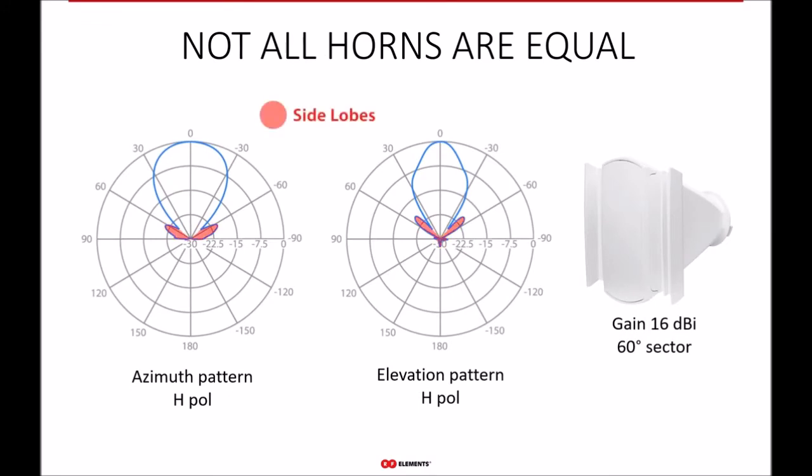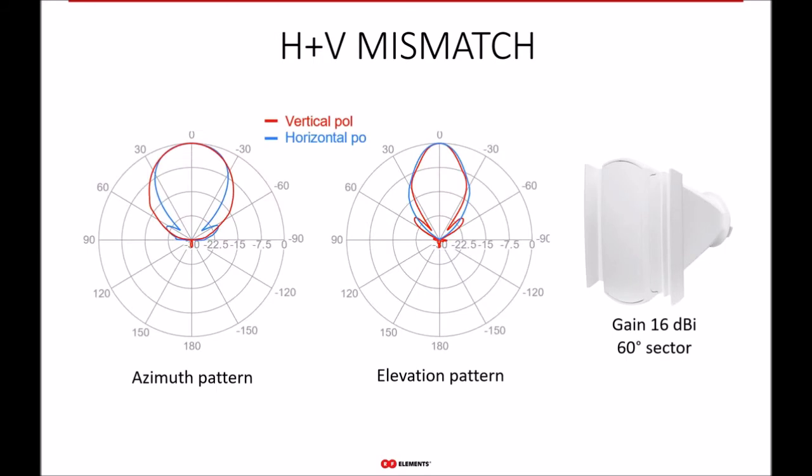Here's another example of a 60-degree horn sector with a similar problem of side lobes. Now we can clearly see them. They're still there. Not to say, of course, there is the mismatch between the polarizations as well, causing the similar problems we just mentioned.